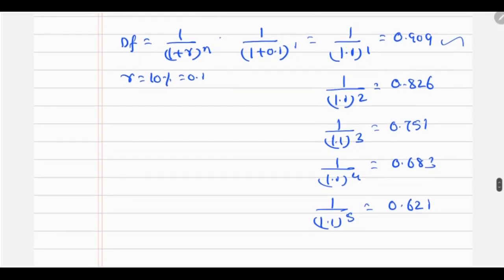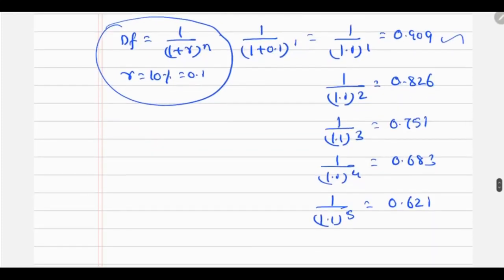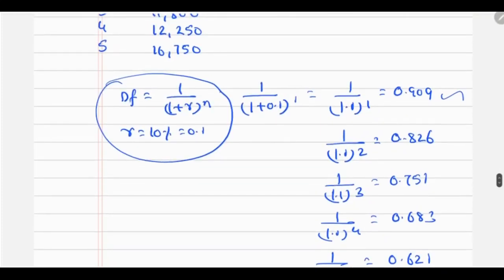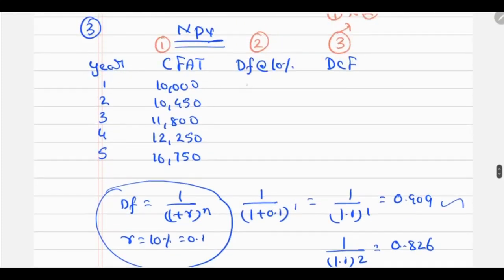Now this value may be given in the question paper. There are some situations where the examiner itself will be giving your discount factor. In such cases, there is no need of calculation of your discount factor. You can directly put the values into the table, right? In this case, we have derived the value and we're putting that value in the second column, that is your discount factor. So for first year, we have 0.909, then 0.826, then 0.751, then 0.683, then 0.621.